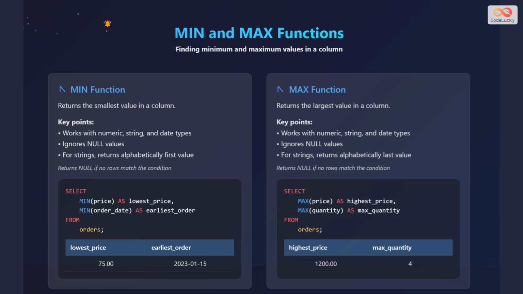For example, let's select min price as lowest price and min order date as earliest order from the orders table. The result will be lowest price $75.00 and earliest order 2023-01-15. For max, let's select max price as highest price and max quantity as max quantity from the orders table. The result will be highest price $1,200.00 and max quantity 4.